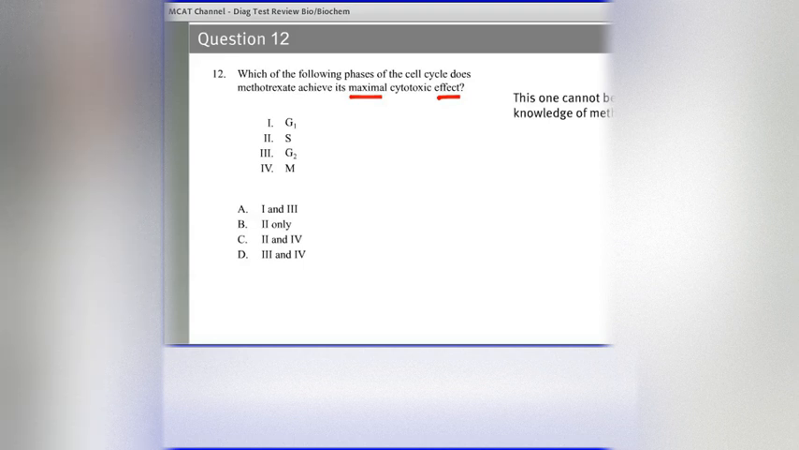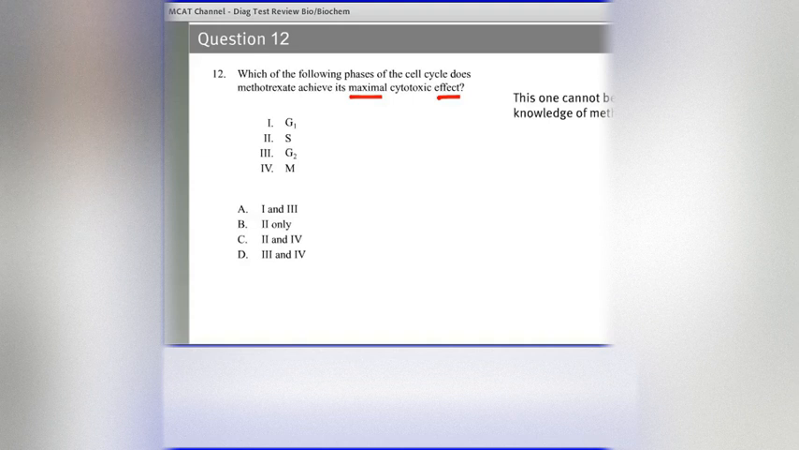S phase. Now I know what you're thinking to yourself. You're thinking, hold the phone, Eli. Well, wait a second. Won't that also affect M phase? Right? Because I'm completely shutting off M phase. If I can't build enough DNA, I'm never even going to get to M phase.